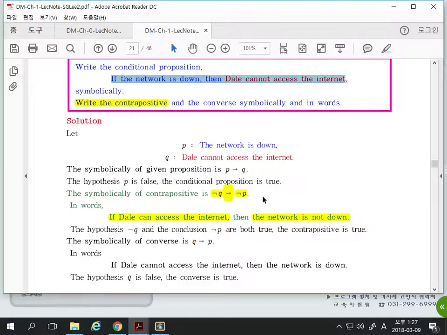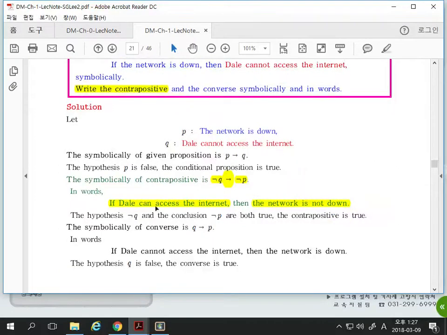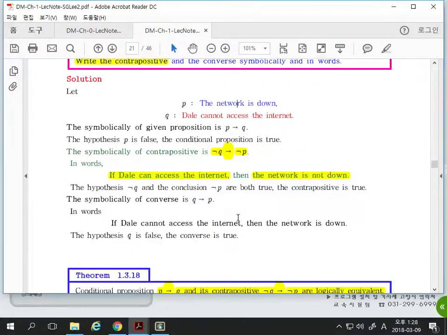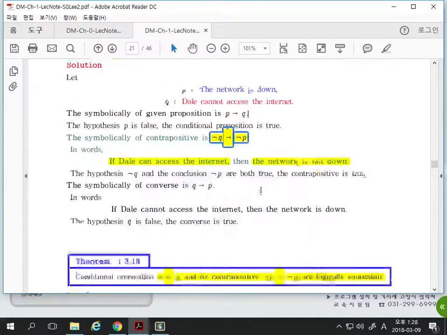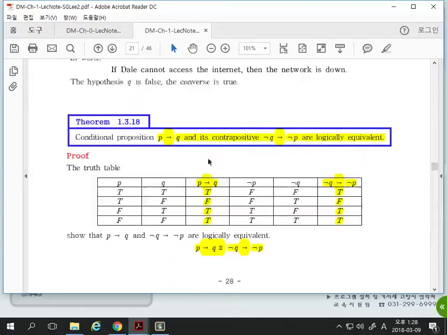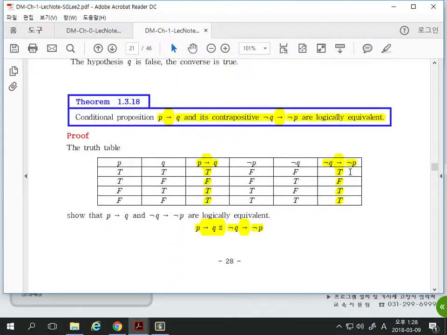The contrapositive is not Q implies not P, which means if they can access. Here it says cannot, so the negation is can. So if they can access the internet, then the network is not down. That's the right statement. Okay. So that's the contrapositive of the given statement. P implies Q, then not Q implies not P. They are logically equivalent, as you see. Actually, this is a proof.